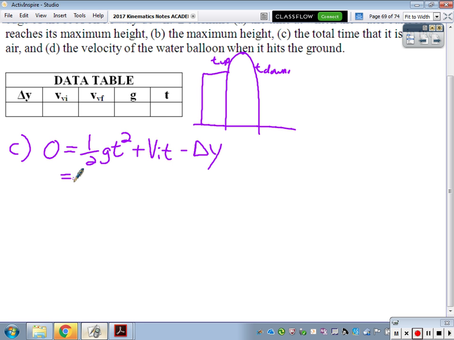Okay, let's set this up. We kind of talked about it earlier. What is 1/2 of negative 9.8? Negative 4.9 t squared. In this problem, do we have an initial velocity? Yes. What is that initial velocity? 20, so plus 20t. I want you to think very carefully for about 10 seconds before you answer this next question. What is the displacement?